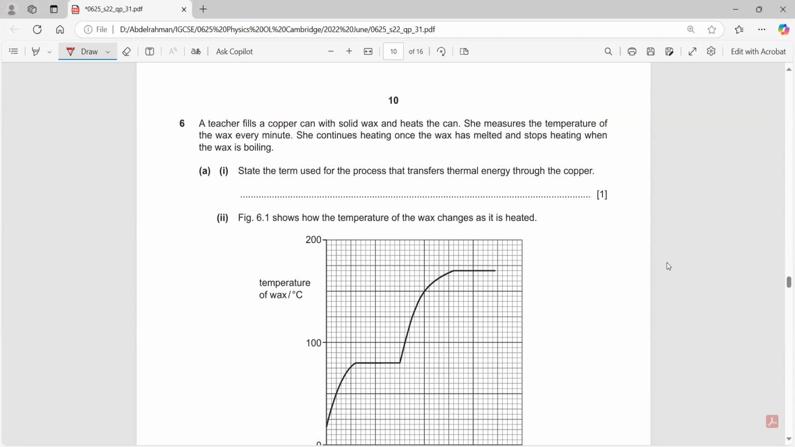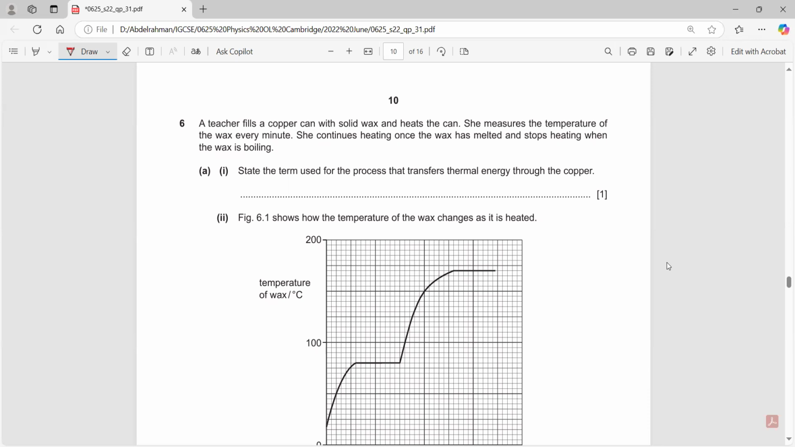Okay, a teacher fills a copper can with solid wax and heats the can. She measures the temperature of the wax every minute. She continues heating once the wax has melted and stops heating when the wax is boiling. State the term used for the process that transfers thermal energy through the copper.